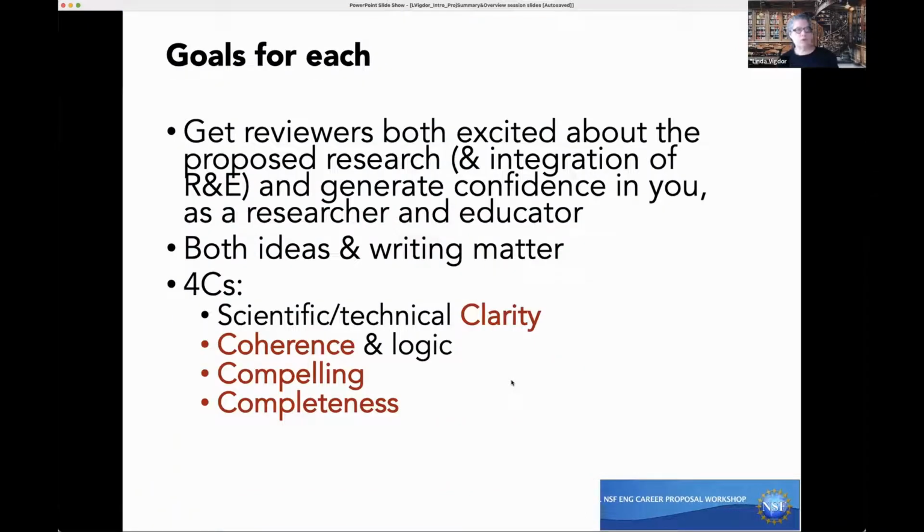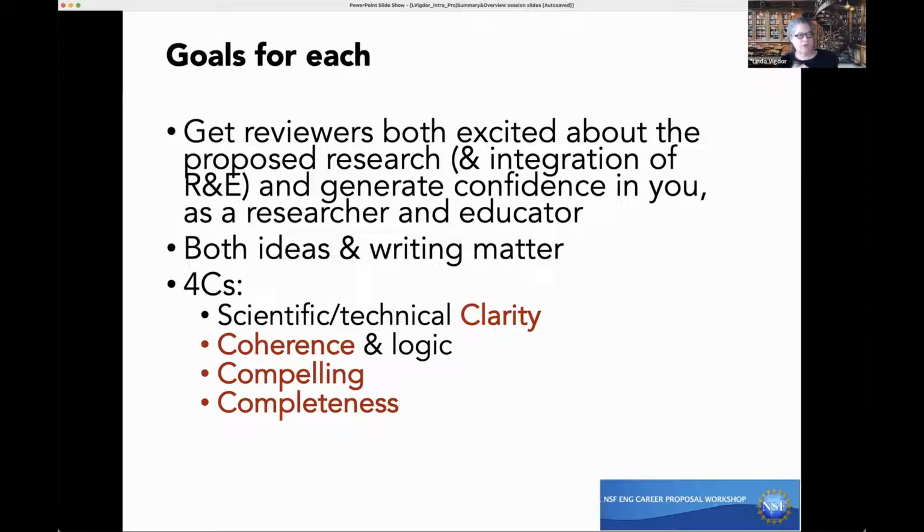There are goals for each one, and for both, there are opportunities to get reviewers excited about the proposed research and integration of research and education. You can also generate confidence in you as a researcher and educator, because if they're not confident in your ability to do the project, then your funding chances are way down. So both ideas and the writing do matter.